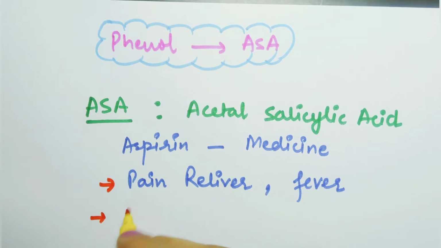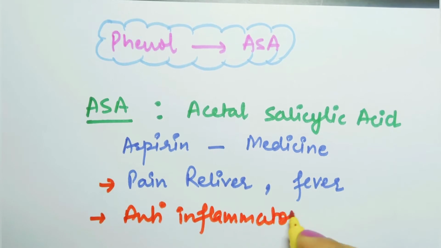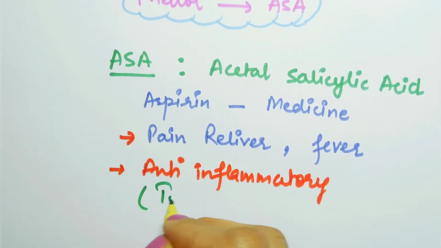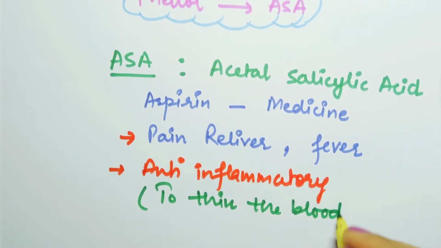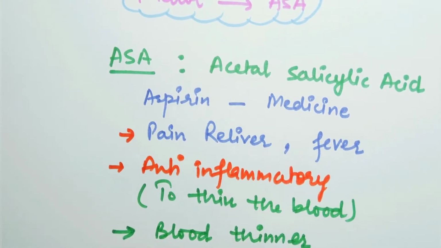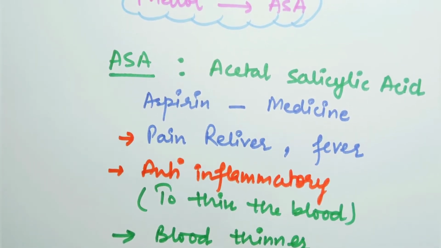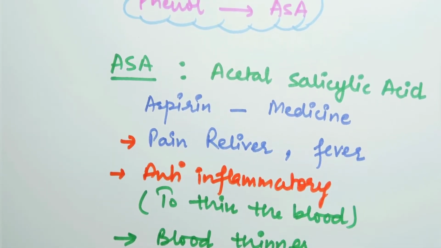Fine. It is known as an anti-inflammatory drug. But what is the role of the anti-inflammatory drug? The role of the anti-inflammatory drug is to thin the blood. We can say it acts as a blood thinner. The main property of ASA is, I'm not talking about the brain, I'm talking about blood now. It acts as a blood thinner.